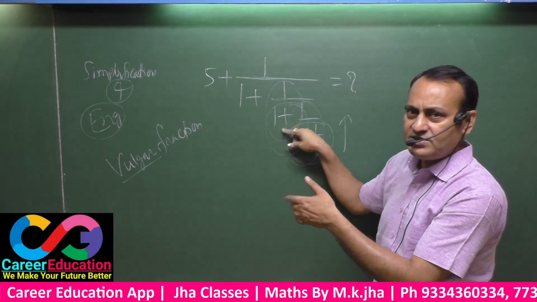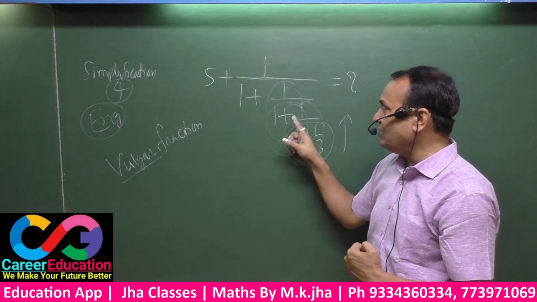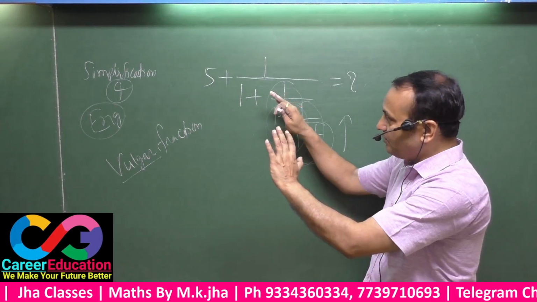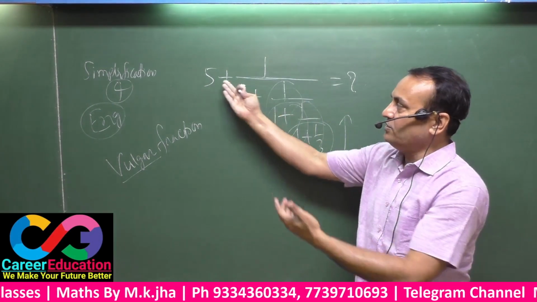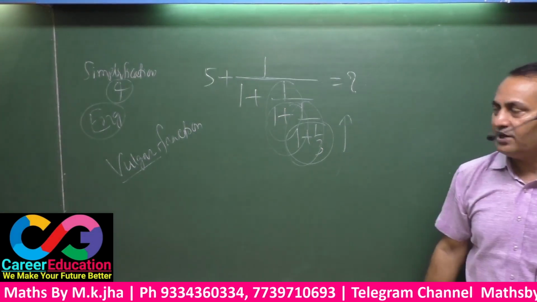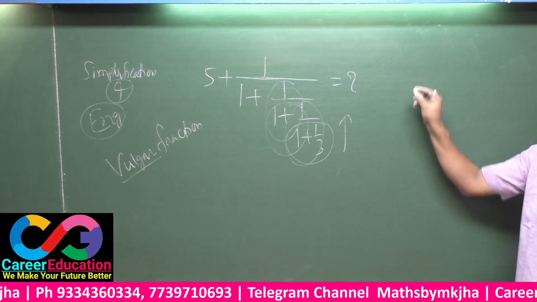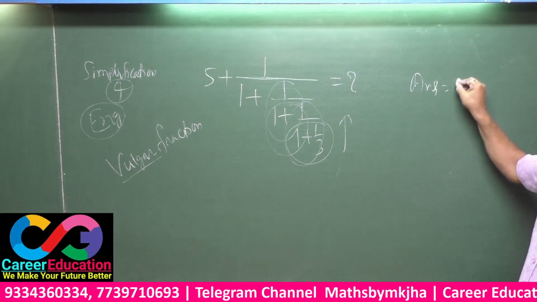4 by 7, reverse, 7 by 4. And then this will be 11 by 4. And that will be reversed, 4 by 11. This will be removed, and you will be getting the right answer. That is 4 7 by 11. The answer is 4 7 by 11.